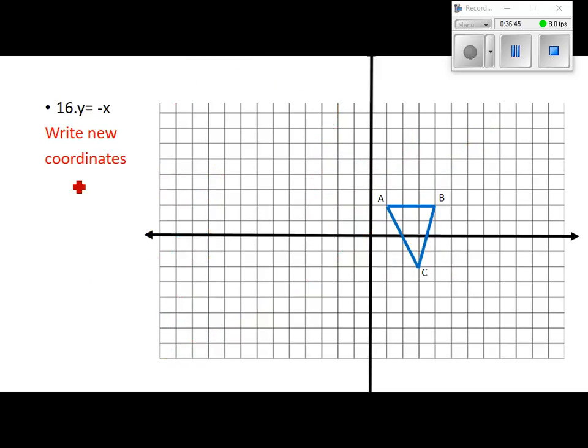Next one, graph this. Let's go ahead and find the coordinates here. Somebody help me out. What's A? (1, 2). Everybody agree with that? What's B? (4, 2). Everybody agree with that? What's C? (3, -2). Graph that. I'll give you about 20 seconds or so to graph those points on the new graph there.